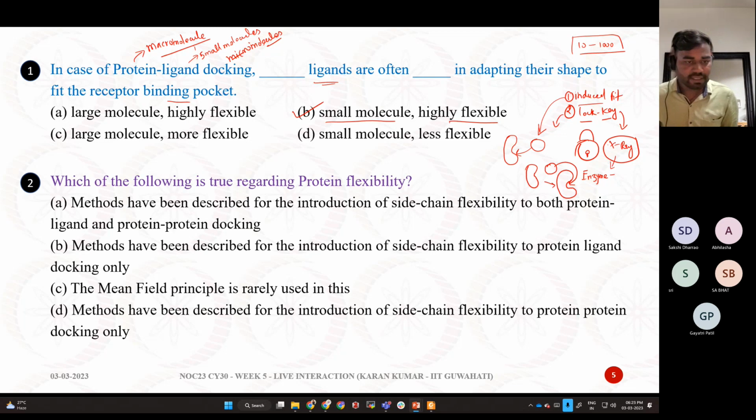Okay. The next question is: which of the following is true regarding protein flexibility? As I have discussed, protein chains are flexible. Option A: methods have been described for the introduction of side chain flexibility for both protein ligand and protein docking. Option B: methods have been described for the introduction of side chain flexibility through protein ligand docking only. Option C: the mean field principle is rarely used in this. And option D: methods have been described for the introduction of side chain flexibility to protein docking only.